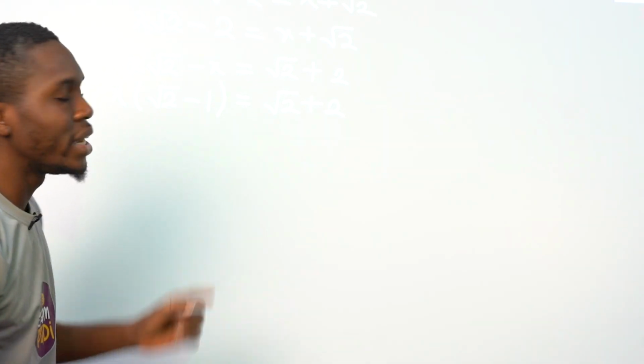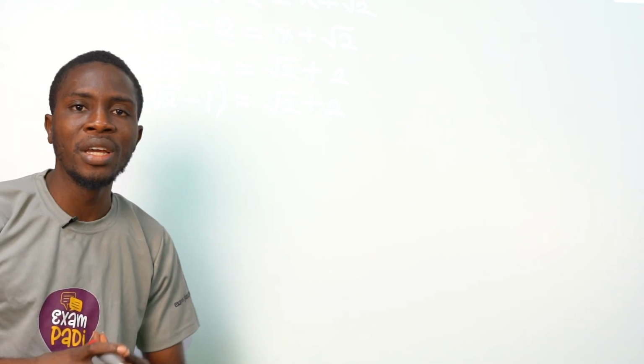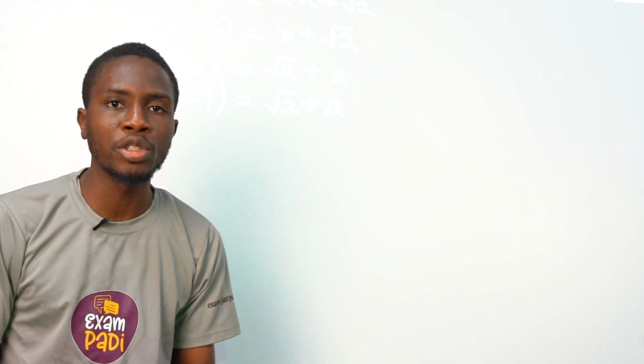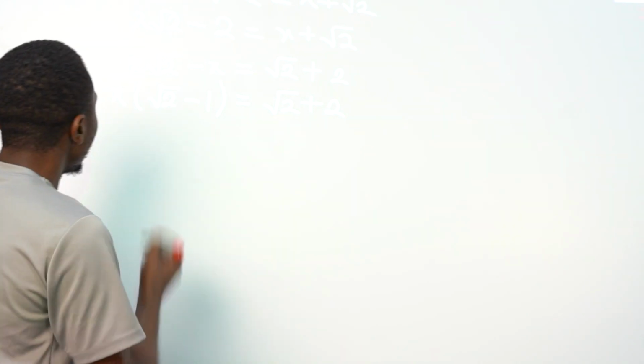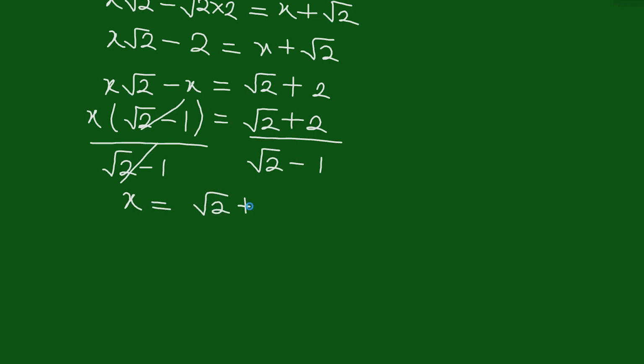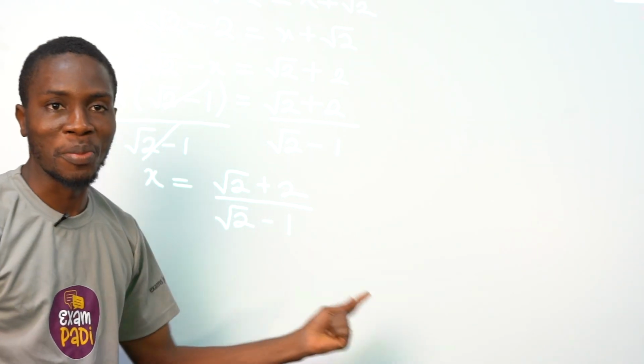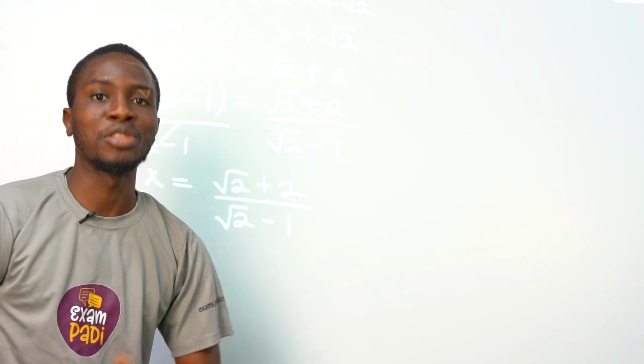Now what's the next thing to do? We divide both sides by root 2 minus 1. The only thing we are trying to achieve is a rational number, and when we have a rational number, we'll be able to rationalize. So we divide both sides by root 2 minus 1. This will cancel this. So we are left with x equals root 2 plus 2 over root 2 minus 1. Can you see, we now have a rational number? That way, we can rationalize.